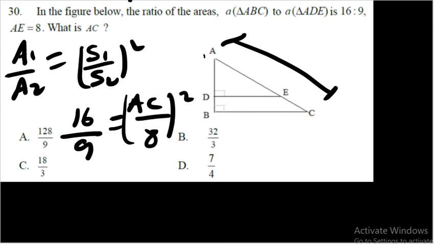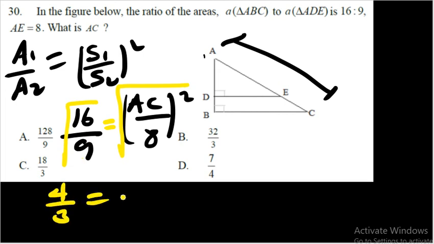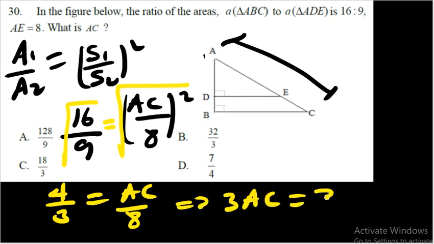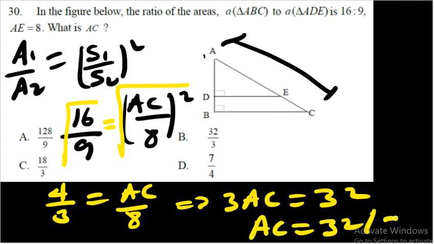Now to remove the square, I have to put both sides in a radical, because the reverse process of squaring is the square root. The square root of 16 over 9 is 4 over 3, equal to AC over 8. Then crisscross: 3AC is equal to 32. When you divide both sides by 3, AC will be 32 over 3. So the answer is found at B.